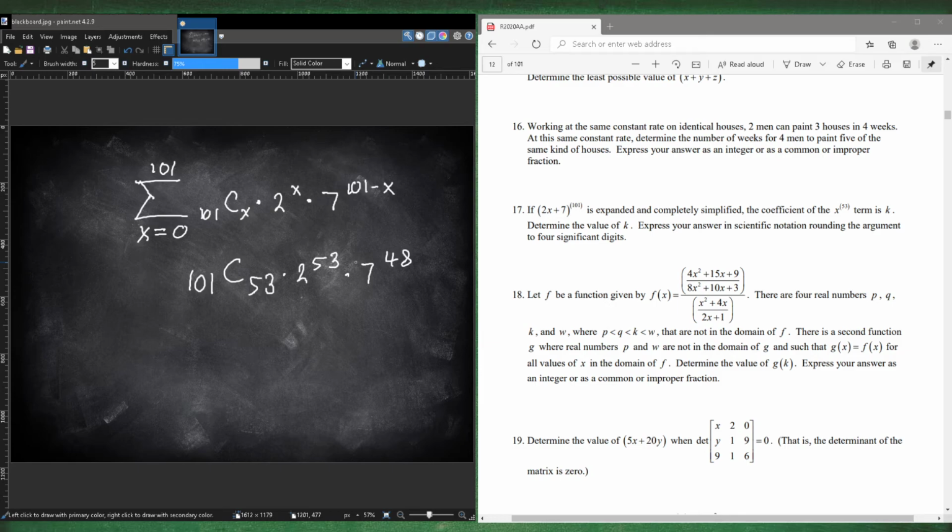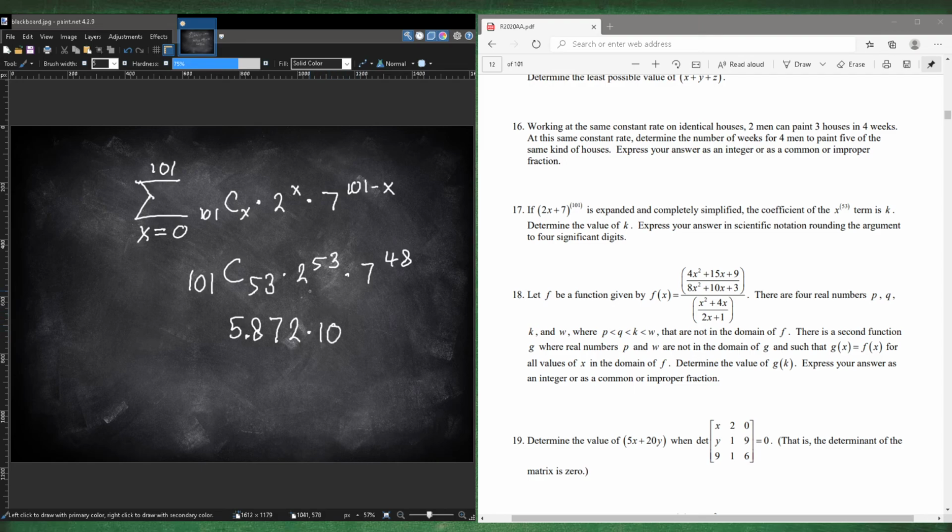It's probably going to be a really big number, so it's going to take a while. So 101 factorial over 53 factorial times 48 factorial, which is 101 choose 53. And then you get some kind of number multiplied by 2 to the power of 53 multiplied by 7 to the power of 48. And then you get your first four digits, which you're probably going to see in your calculator if it can compute that much. So it'll be 5.872. So it's going to be your first four digits multiplied by 10 to the power of something.